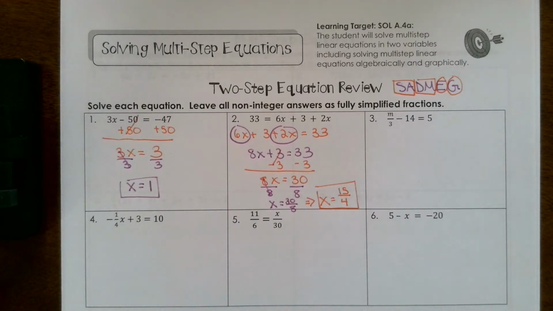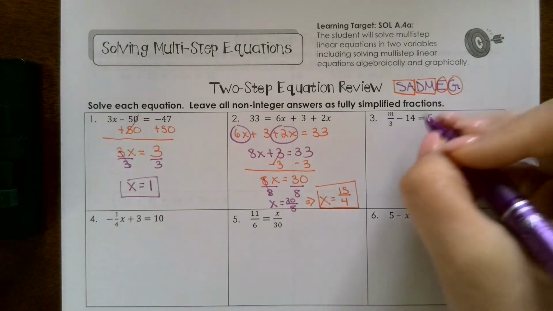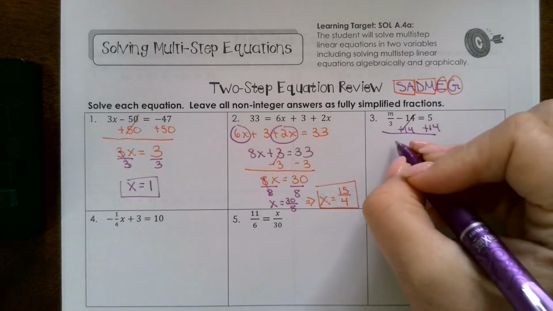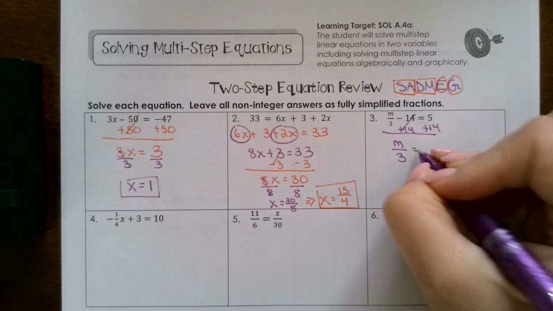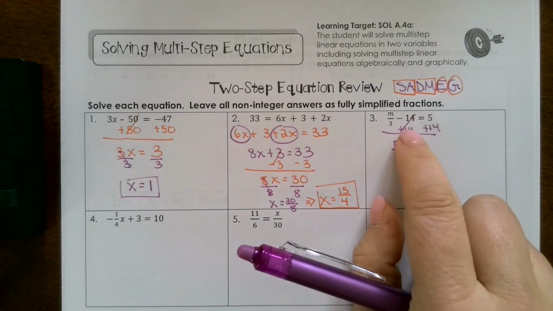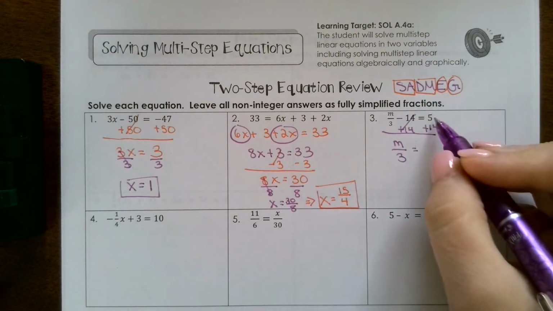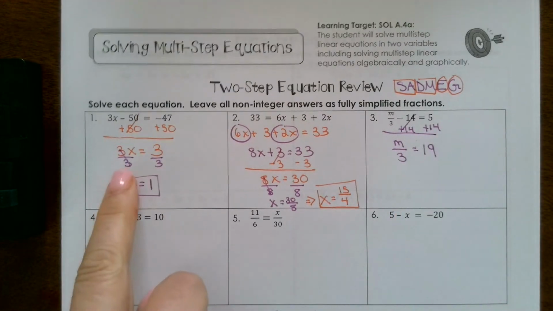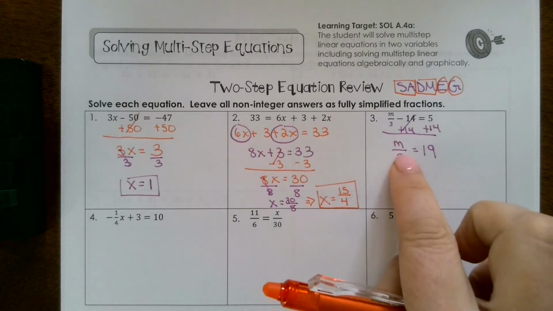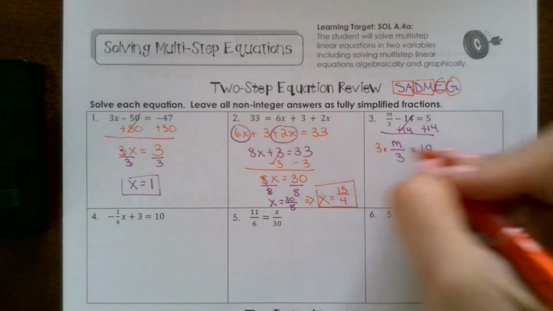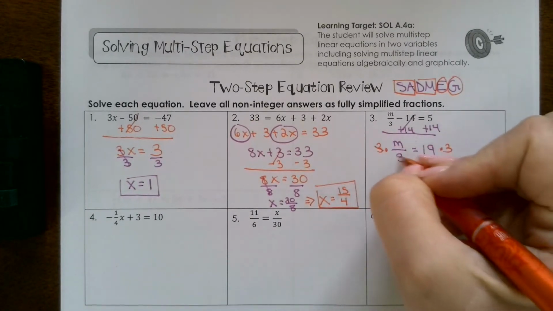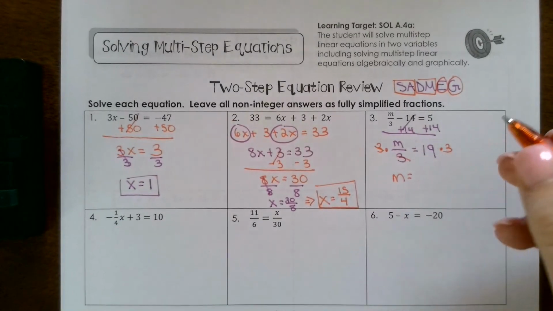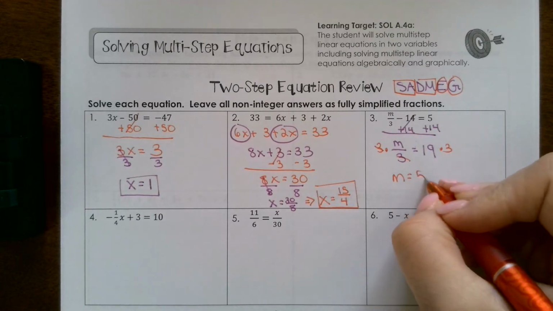In number 3, I see subtraction. I'm going to use my inverse operation and add 14 to both sides. m divided by 3 is brought down because negative 14 plus 14 is 0. And 5 plus 14 is 19. Unlike my other problems where I had multiplication, in this case I have division. My inverse operation is multiplication. I will multiply both sides by 3. And I end up with the product of 19 times 3, which is 57.